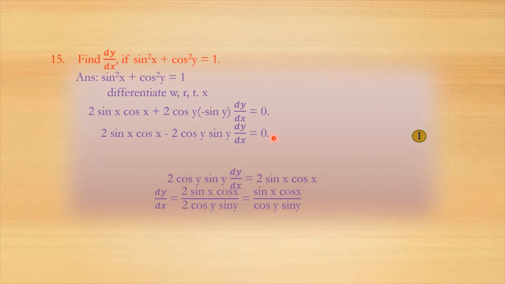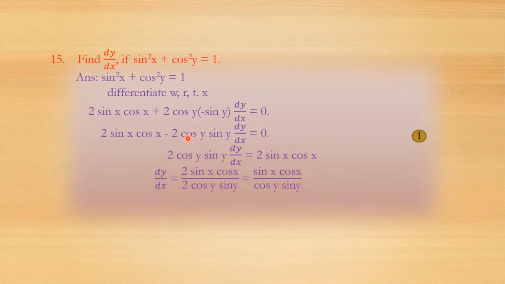Now I'm going to simplify this one. After simplifying, I'm getting 2 sin x into cos x minus 2 cos y into sin y dy by dx is equal to 0. Up to here you will be awarded 1 mark. And next, keep on simplifying. 2 cos y into sin y dy by dx I'll take to the right side. When it goes to the other side, the negative becomes positive. So finally dy by dx is equal to 2 sin x into cos x divided by 2 cos y sin y. If we cancel 2 and 2, we are left with sin x into cos x divided by cos y into sin y. For this you will be awarded 1 mark.